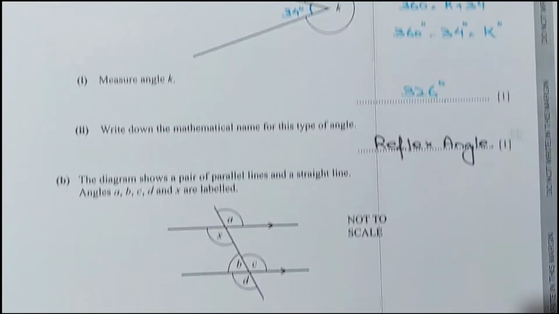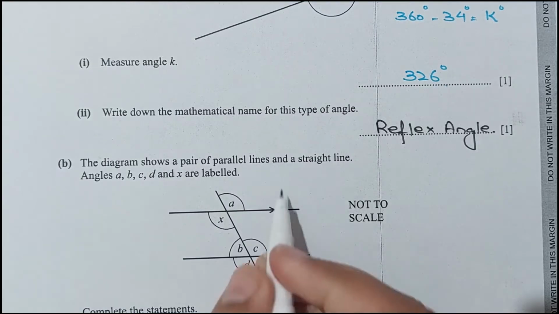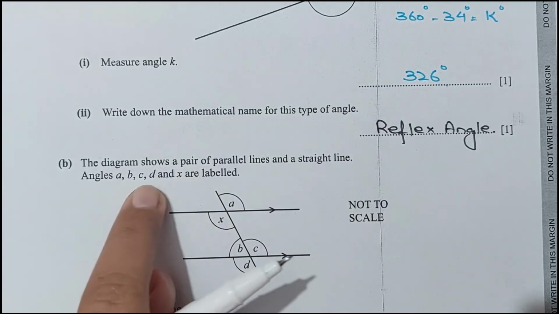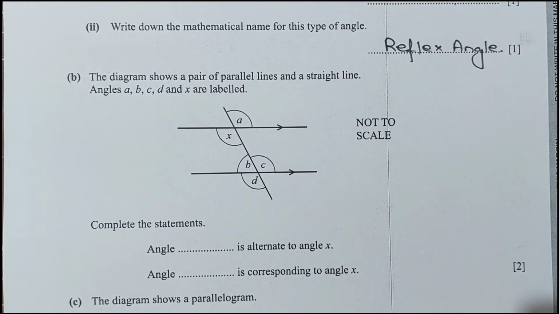Reflex angle is its name. Now for part B, the diagram shows a pair of parallel lines and a straight line. Angles A, B, C, D and X are labeled. Complete the statement. Angle A, angle this, and is alternate to angle X.